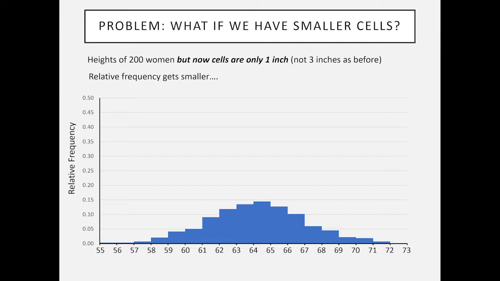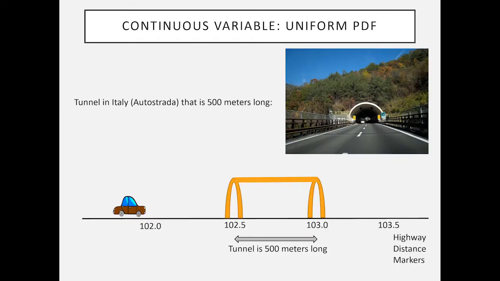So the problem with a continuous variable is that this idea of relative frequency is dependent on the size of the cell, how large the grouping is. Of course, now you could increase the number of women, but that wouldn't really solve the problem, because relative frequency refers to the percentage of women that fall within a particular group. So that wouldn't solve the problem. I'm going to illustrate this problem in a slightly different way, maybe easier to understand, using the notion of a uniform PDF. But keep in mind this is a continuous random variable.